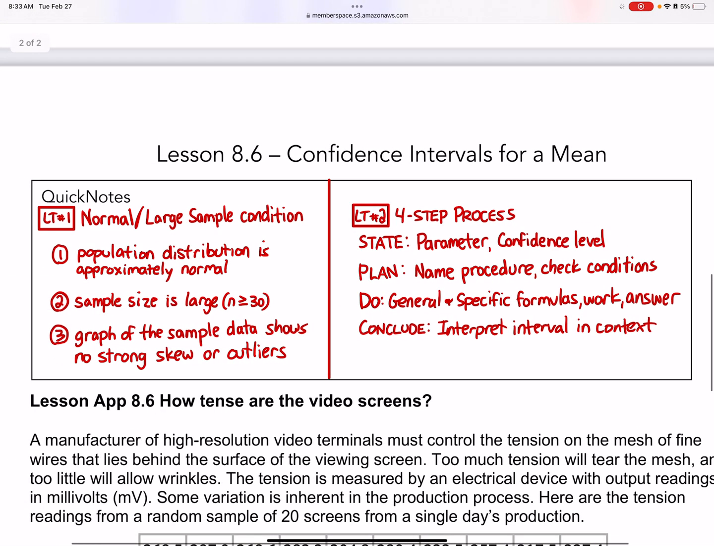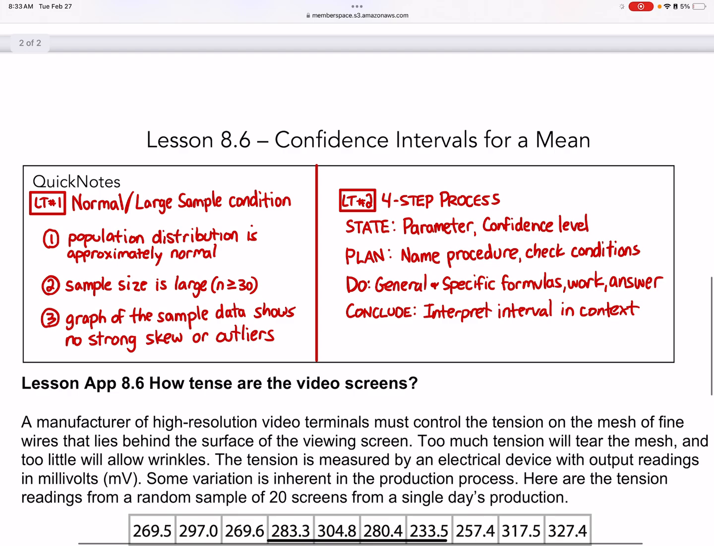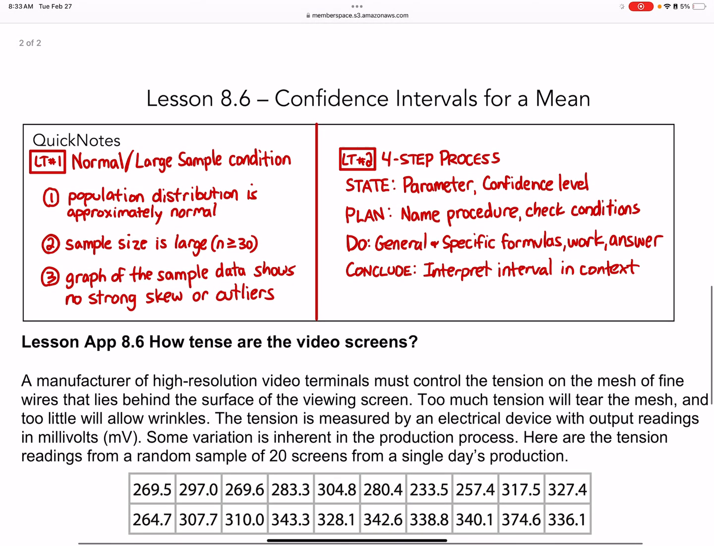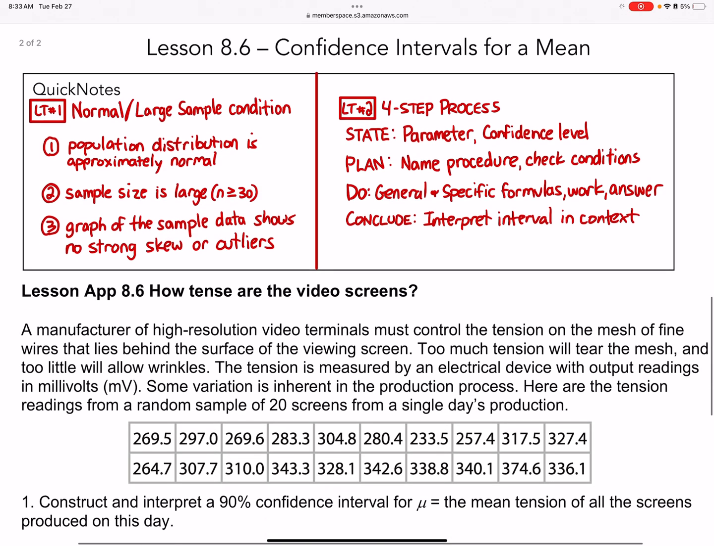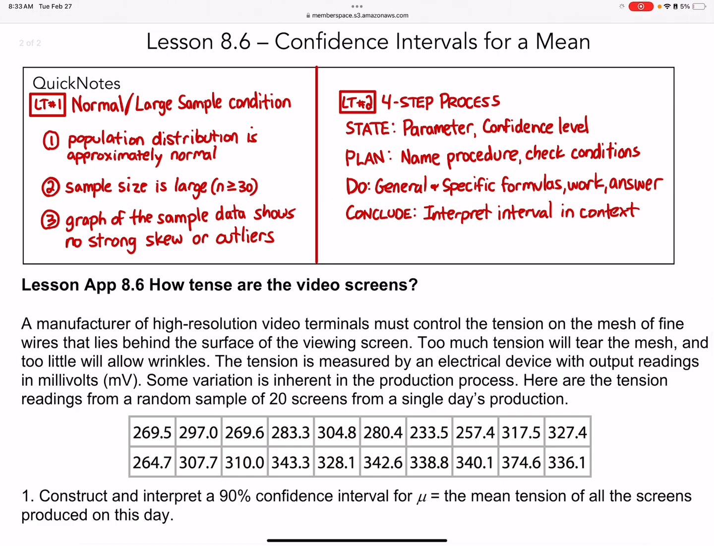Okay, let's go ahead and I want you guys to see if you can do the confidence interval. So you can plug these data points into your calculator. Now, don't do 2 columns, do one gigantic column. So you're going to put it all in one gigantic column. And then you're going to construct and interpret a 90% confidence interval for the mean tension of all screens produced on this day.